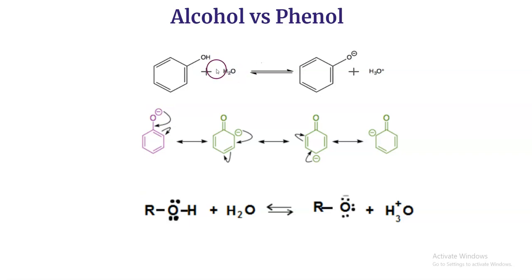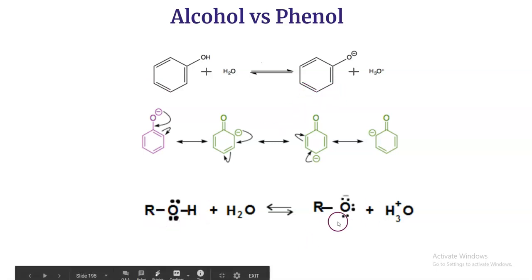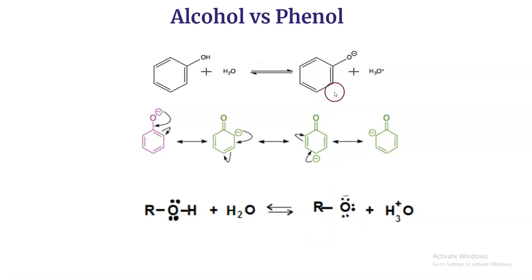Okay, and in order for the ionization process to be more efficient, we have to check the stability of the corresponding conjugate base. Okay, phenol is going to ionize into phenoxide, which is the conjugate base. Alcohols are going to ionize into alkoxide. This is the conjugate base. Now comparing the stability of phenoxide with alkoxide, we can compare the acidity of phenol and alcohol.